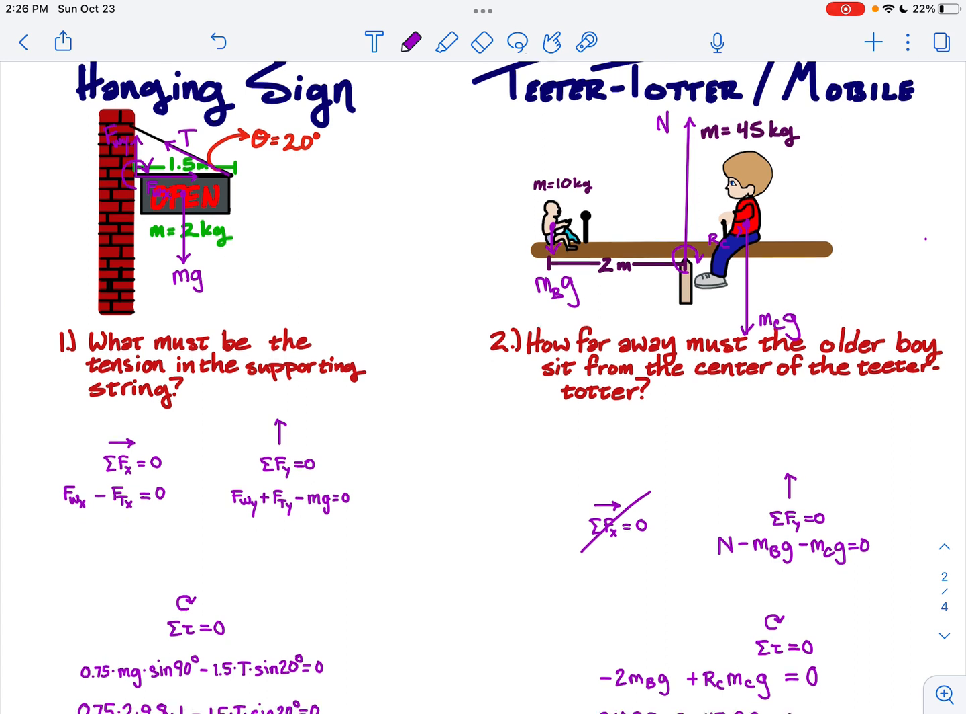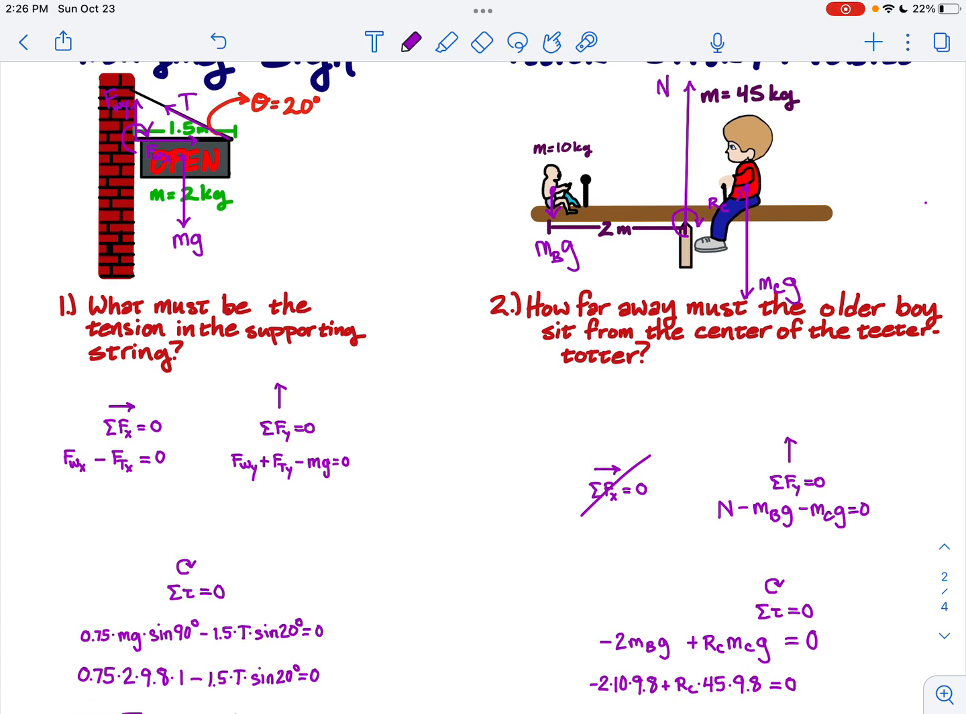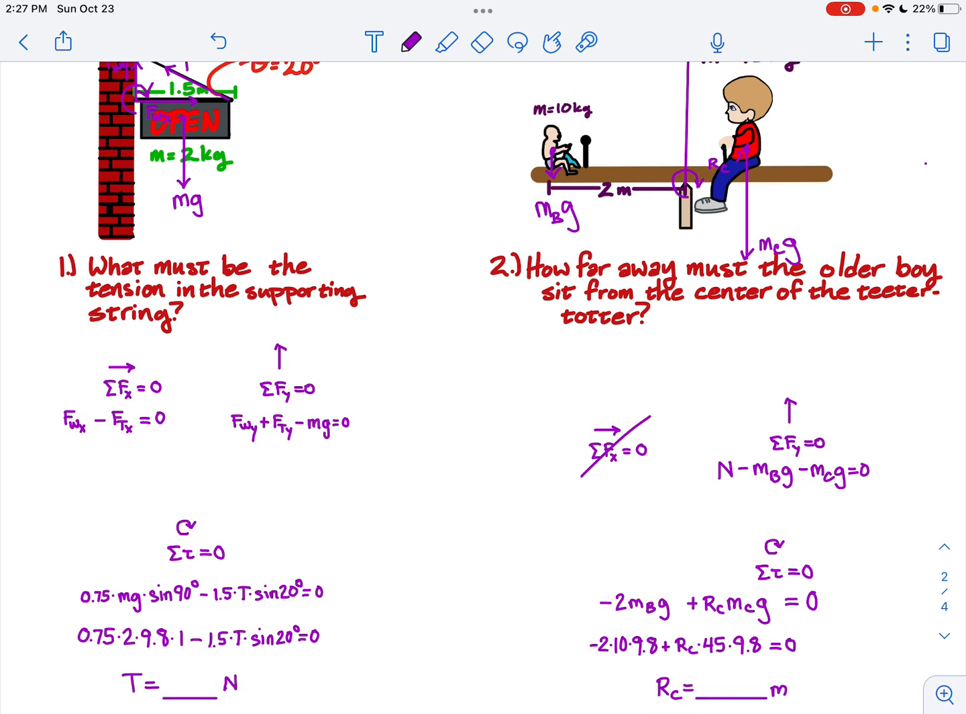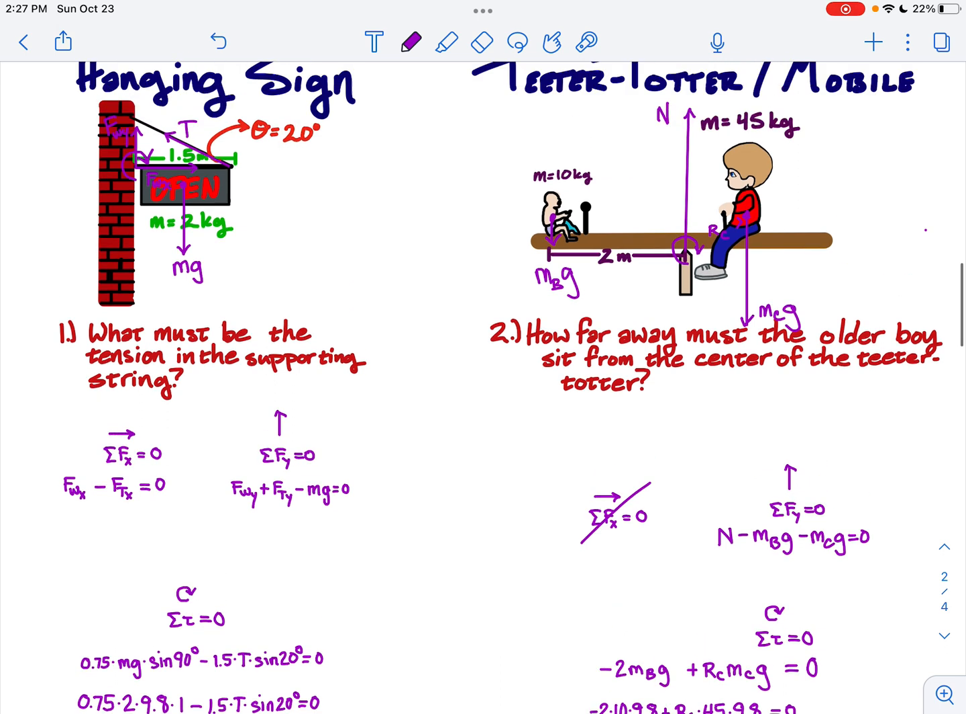So the equation for net torque becomes 0.75 times the weight of the sign times sine of 90 degrees, and that one's a clockwise, therefore positive torque, minus the tension. So 1.5 meters times the tension times the sine of 20 degrees equals 0. And then you could solve that for tension. You don't even need an x or a y equation to solve for this tension. And that's it.